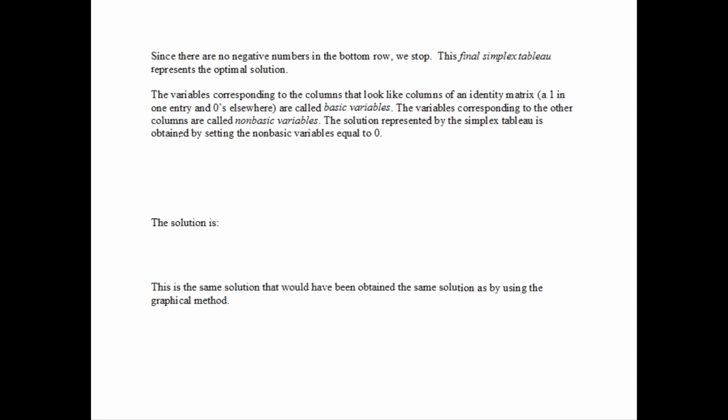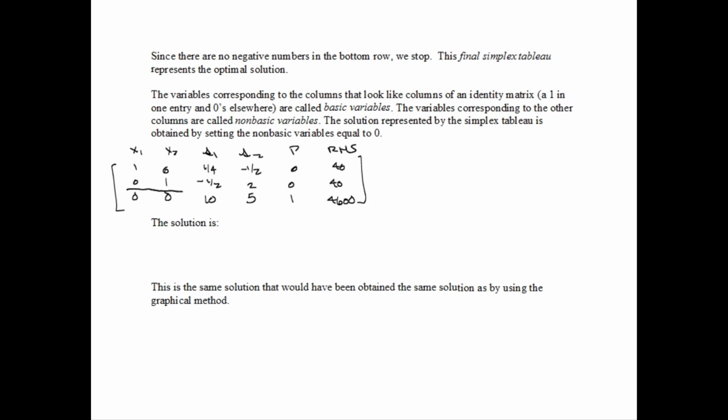Okay, I'm going to rewrite my matrix, my final tableau, right here. x1, x2, s1, s2, p, right-hand side. And I'm going to reinsert my horizontal line, separating out my objective function, and my vertical line separating my right-hand side.